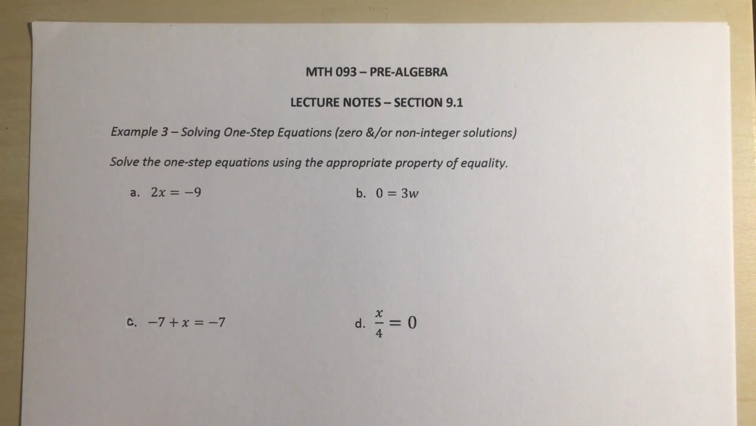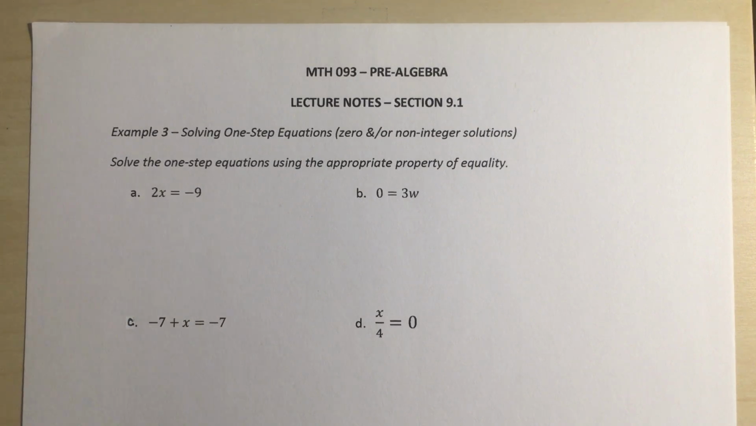Right, in this next example in section 9.1, we are going to work through and solve one-step equations. As we're working and looking at these, we are going to have either zero and/or non-integer solutions. As we're working through these, we're asked to solve the one-step equations using the appropriate property of equality.